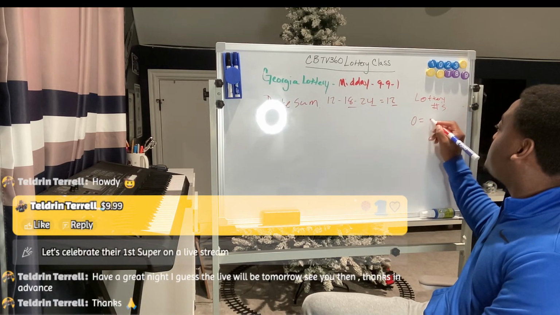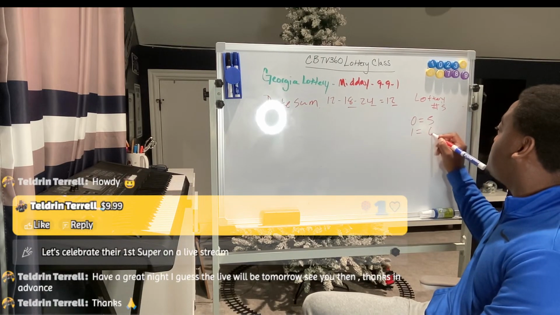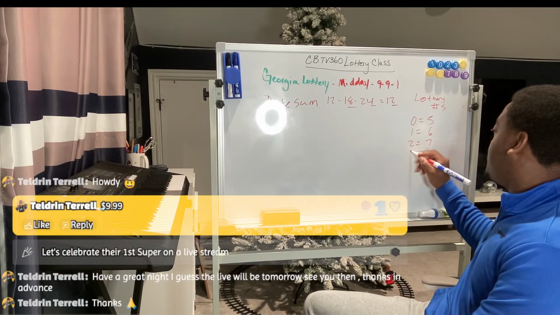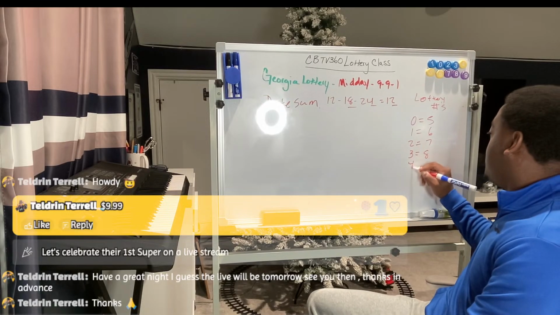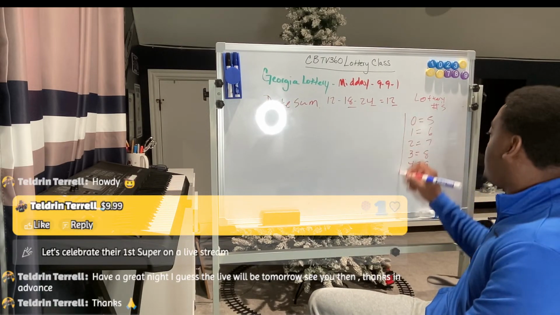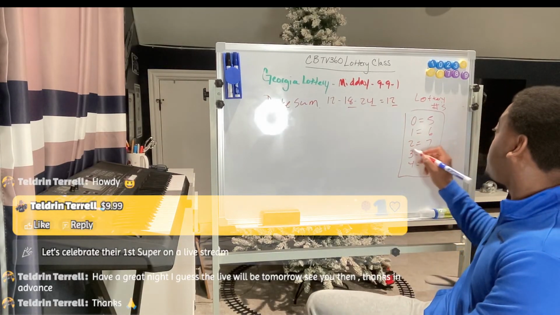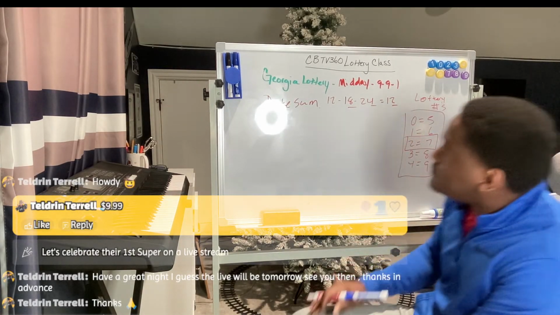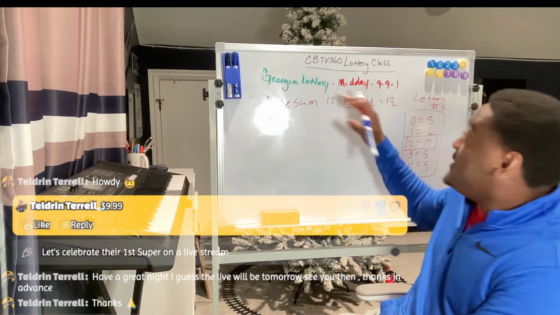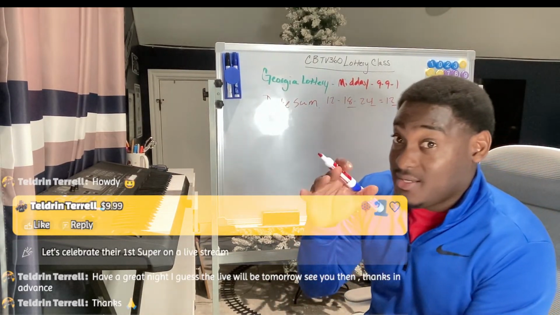a 0 equals a 5, a 1 equals a 6, 2 equals 7, 3 equals 8, 4 equals 9, right? Those are your lottery numbers. Remember, a hot number is going to be 2. So we highlight 2. All right. So remember, midday in Georgia, it was a 991.